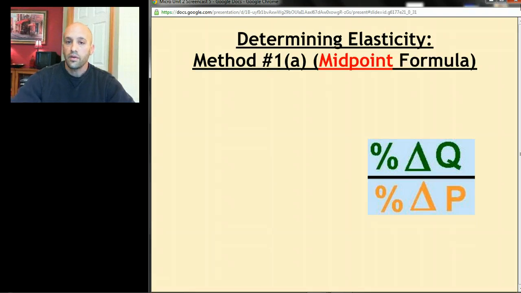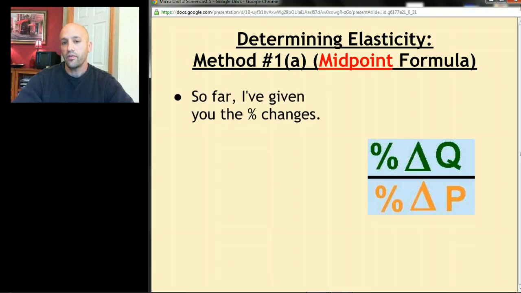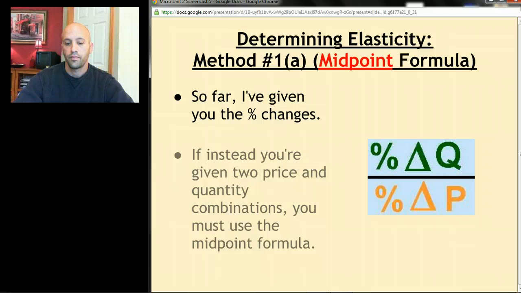Now there's another method of determining elasticity. And this method is used if you're not straight out given the percentage changes. This is called the midpoint formula, and it's also sometimes tested on the AP exam. Up to this point, I've given you the percentage changes. If instead you're given 2 price and quantity combinations, you're going to have to use this formula. I'll show you what I mean.